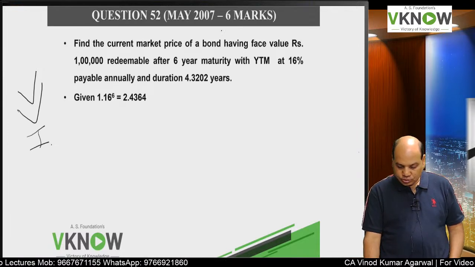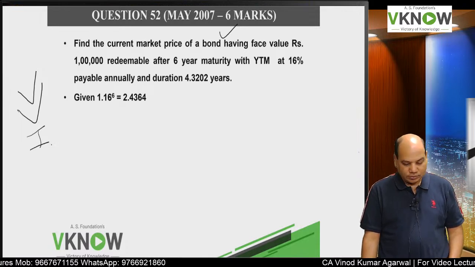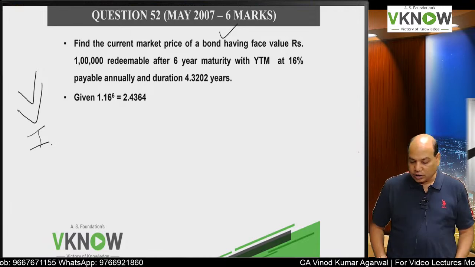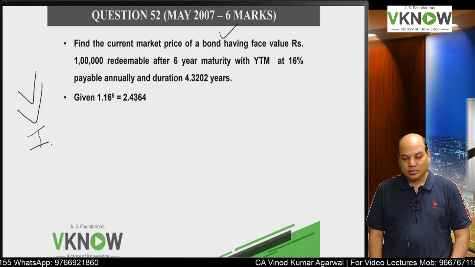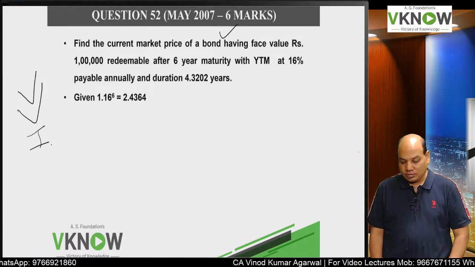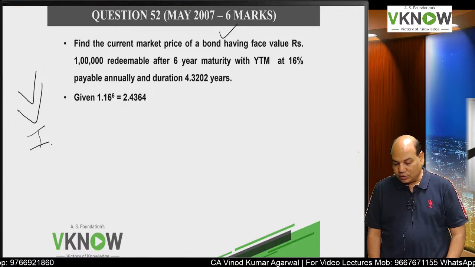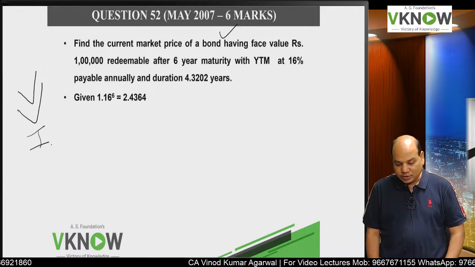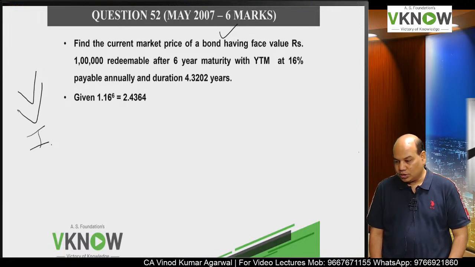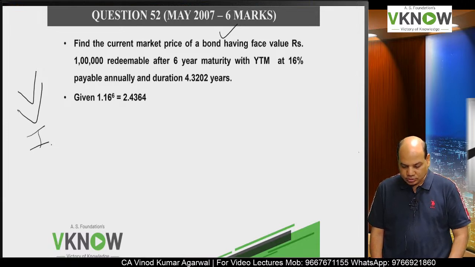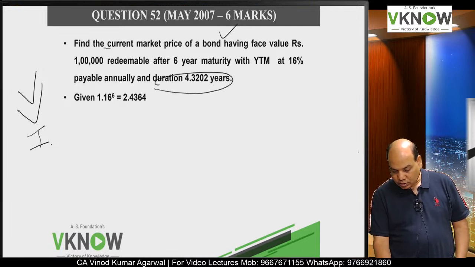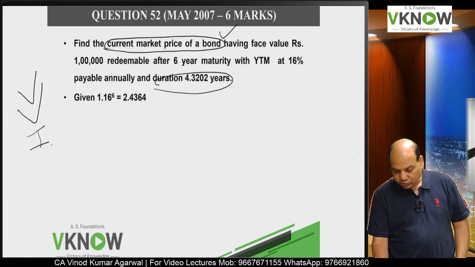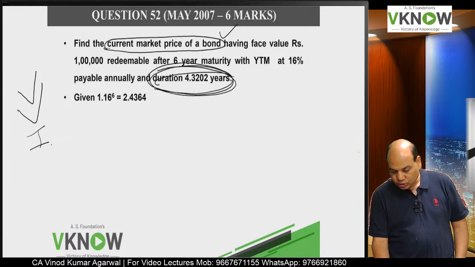Question number 52, exam question for 6 marks. Find the current market price of the bond having face value rupees 1 lakh, redeemable after 6 years, with YTM at 16% payable annually, and duration is 4.3202 years. In this question, we have to find the current market price of the bond, and you are given the duration of the bond.